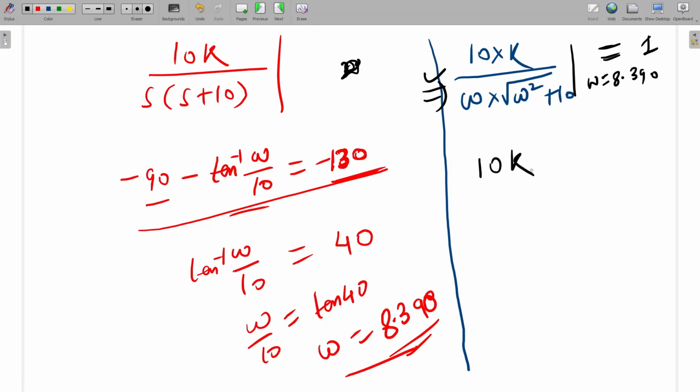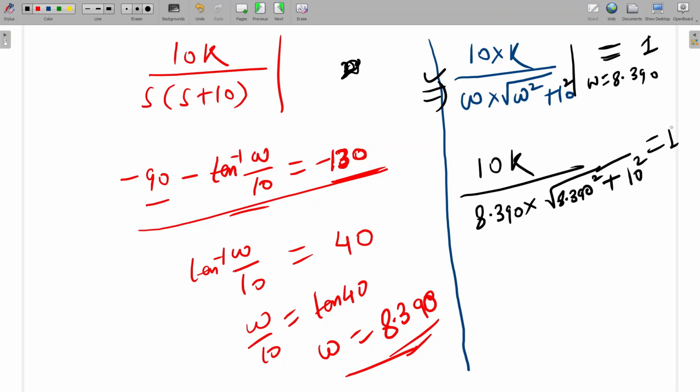So 10K divided by 8.390 into the square root of 8.390 square plus 10 square, 100, correct? Equal to 1. K value, how much are we getting? 7.523. Any mistake is there? We can do it once. So K will be equal to... 8.390. I think you have missed this 10 square. You have kept 10 in its place.